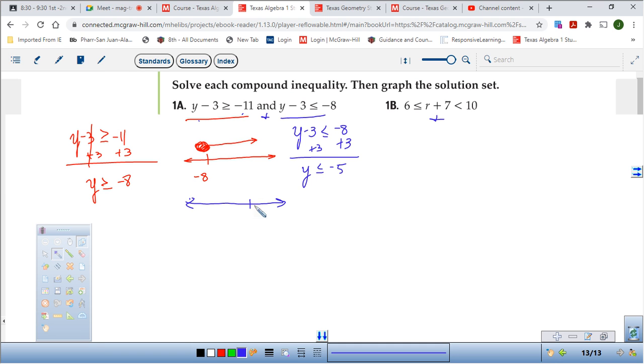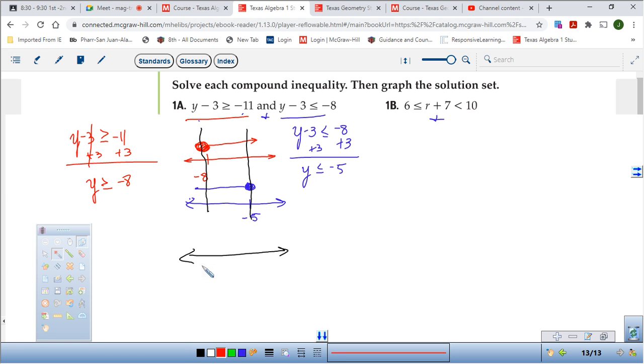For this one here, I would have a number line like this. A negative 5 would be on the right-hand side of this one over here. And I would have a negative 5, and I would be going to the left. Shaded in right there. Now, where they intersect, guys, is right here. Okay. You see that? That's where they intersect. So final answer would be like this.